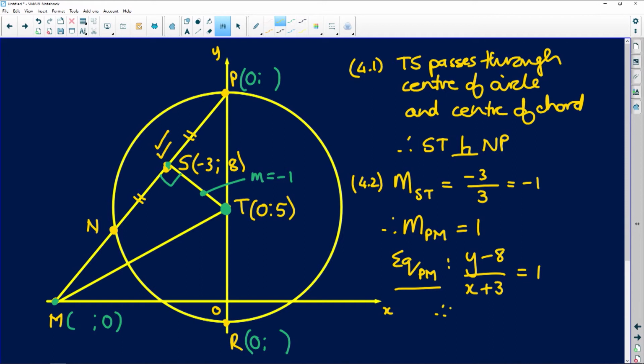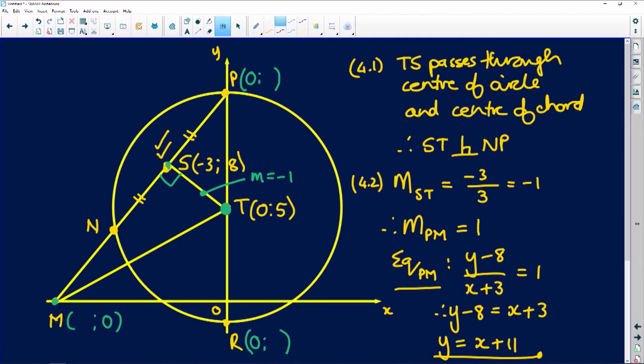We've identified the gradient correctly. Let's just clean it up. So therefore, y minus 8 is equal to x plus 3. That goes over, so y will equal x plus 11 will be my equation for PM. Okay, that is number 2.